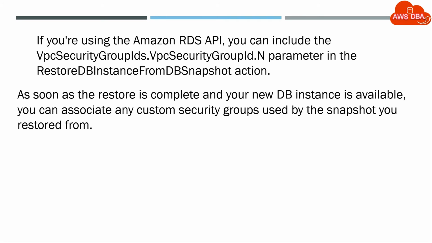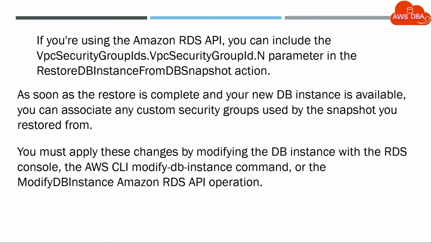As soon as the restore is complete, and your new DB instance is available, you can associate any custom security groups used by the snapshot you restored from. You must apply these changes by modifying the DB instance with the RDS console, the AWS CLI modify-db-instance command, or the ModifyDBInstance Amazon RDS API operation.